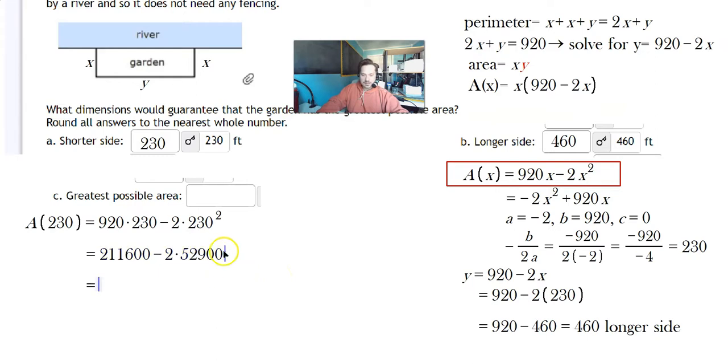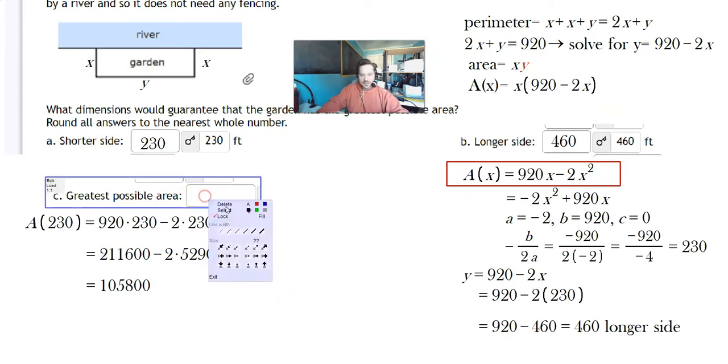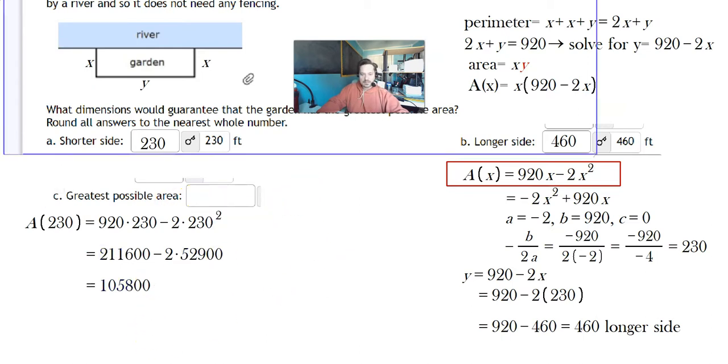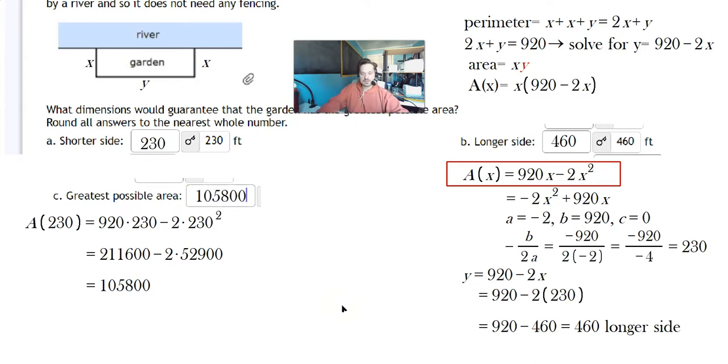And then punch this thing into the calculator, and you're going to have a value here of 105,800. So that's the maximum area, basically. So 105,800. There you go. Okay, so this part is done.